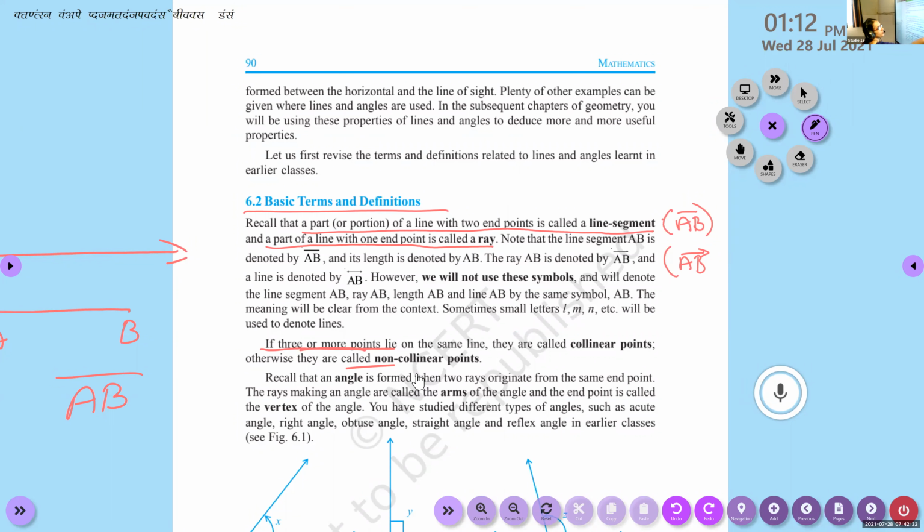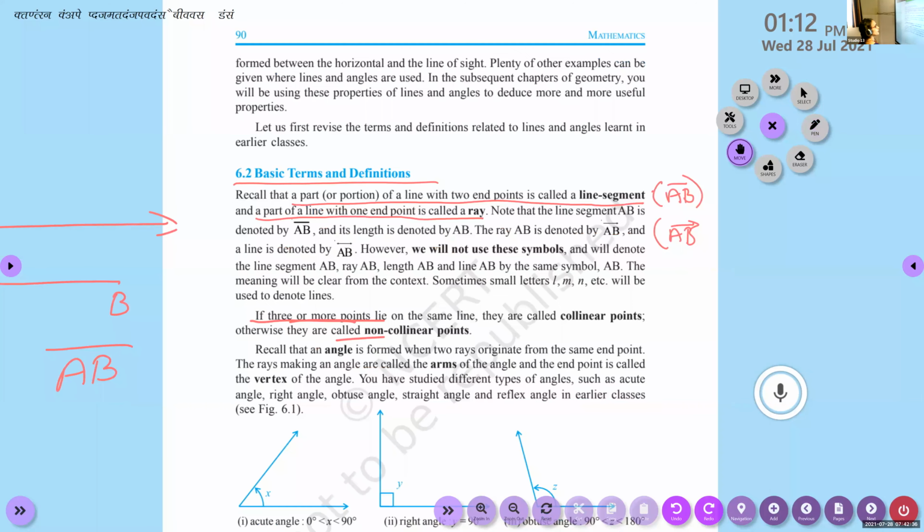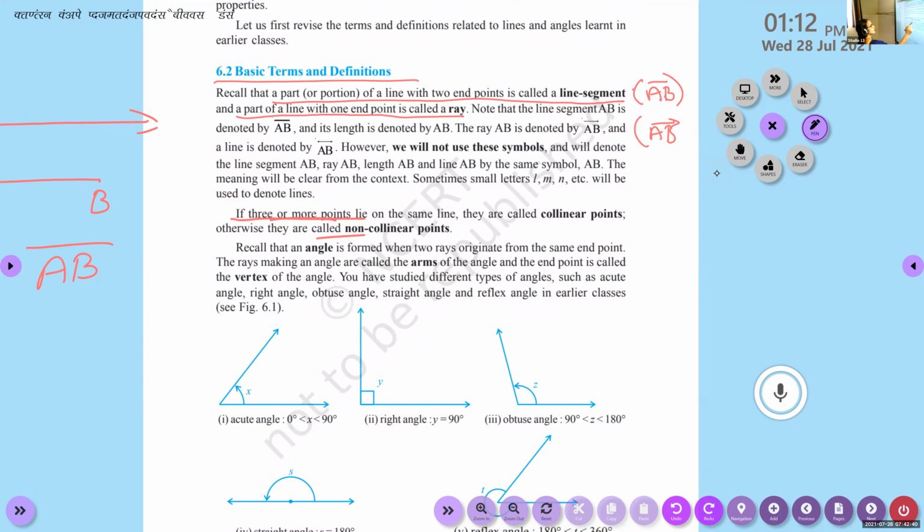Okay. Now, collinear points. If three or more points lie on the same line, they are called collinear points. P, Q, R, S are collinear points.